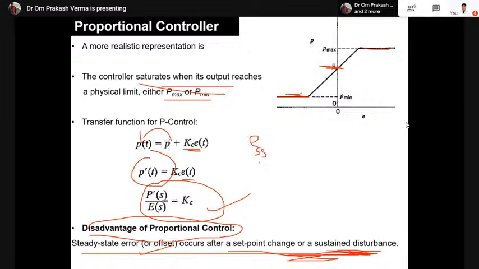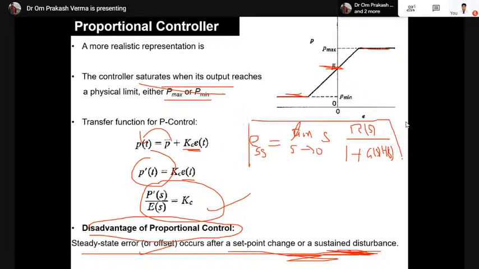ESS, the steady state error, depends on the type of the system. When you read the books, the formula for steady state error is given as ESS equals limit s tends to 0, s into R(s) upon 1 plus G(s)H(s). So this is the equation for the steady state error, right?